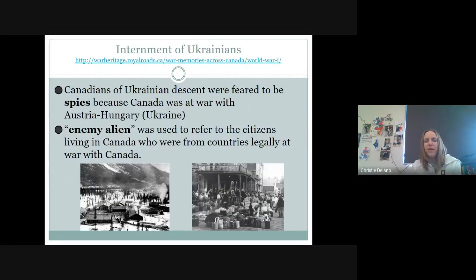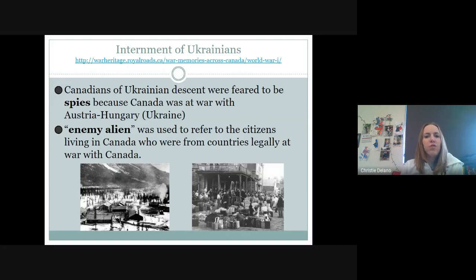So the first topic that we're going to look at within this idea of the War Measures Act is the internment of the Ukrainians. So to contextualize, right, Ukraine is not a country at this stage of the game. Ukraine is a portion of Austria-Hungary. And Austria-Hungary, if you recall from last day's lecture, is a member of the Triple Alliance. And Austria-Hungary has a large population of Ukrainians.